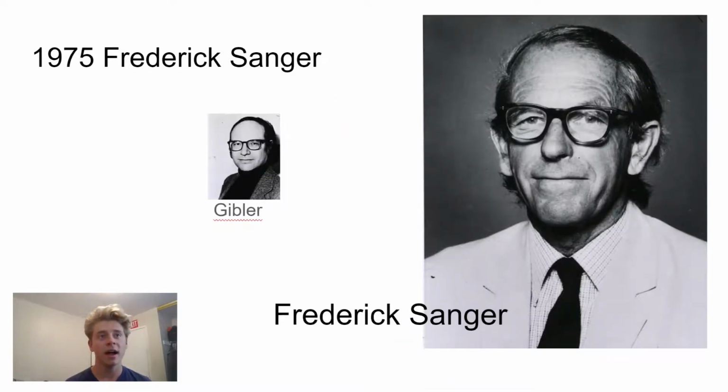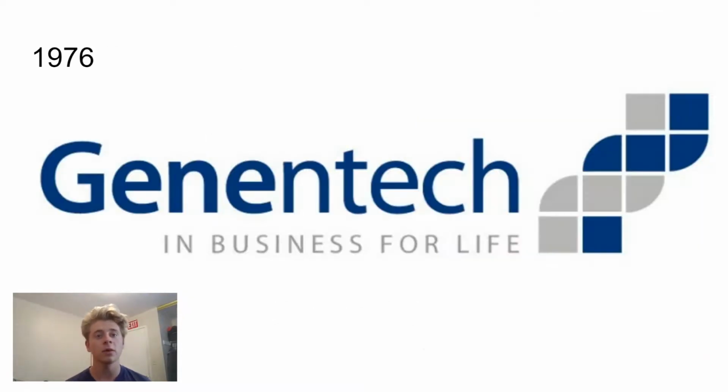In 1975, a man named Frederick Sanger comes up with a new way of rapidly sequencing DNA, called the Sanger method, and it's used. Walter Gilbert comes up with his own method to do the same thing, but no one uses it. 1976 comes around, and so does Genentech. This business is the first to genetically engineer and keeps itself at the forefront of its field.